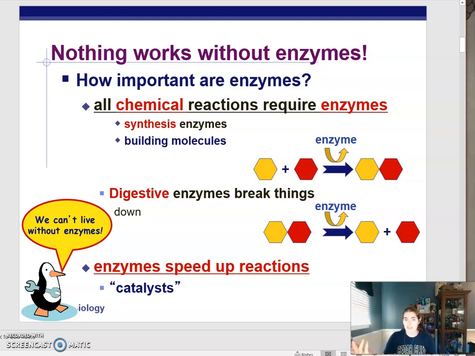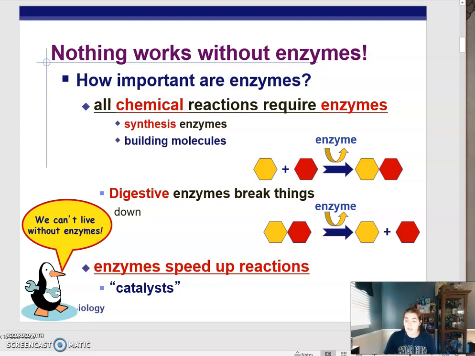So how important are these enzymes? Well, all chemical reactions require enzymes. There are synthesis enzymes, which are responsible for building. To synthesize means to make. There's also digestive enzymes that break things down. And there are enzymes that speed up reactions without being used. And those are called catalysts.